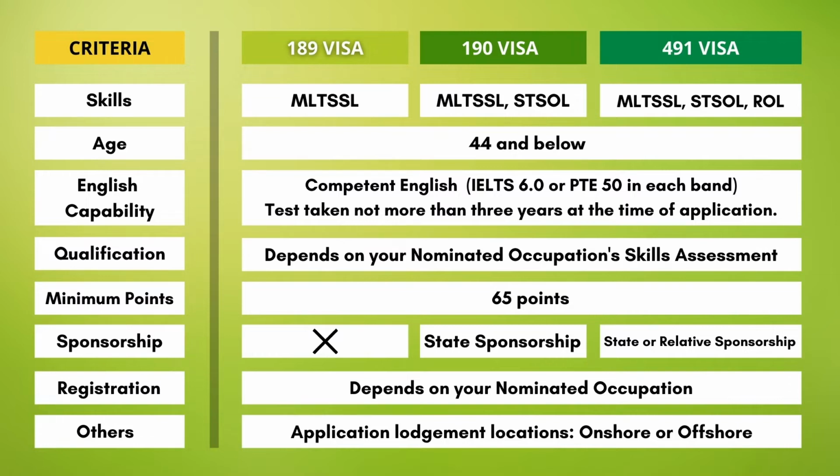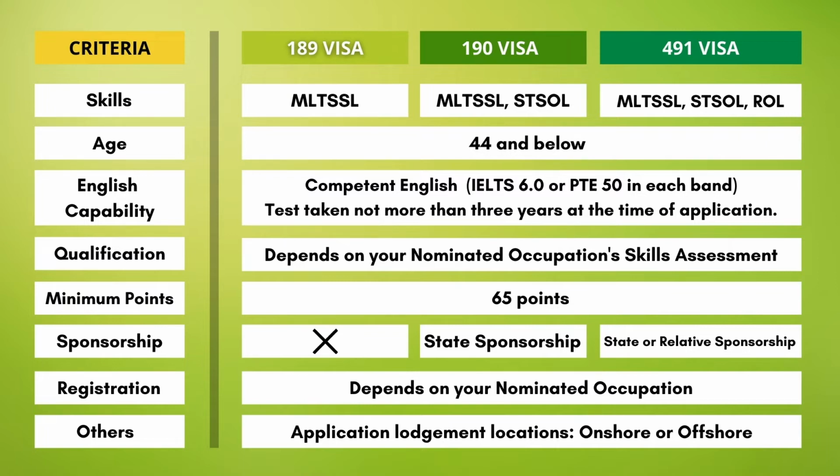The minimum points requirement is at least 65 points. Okay, so for the 189, it should be higher. When I say minimum, it's 65. You can apply, but it's not sure when you can get invited. Okay, because currently people are getting invited at 90 points. It can become higher.